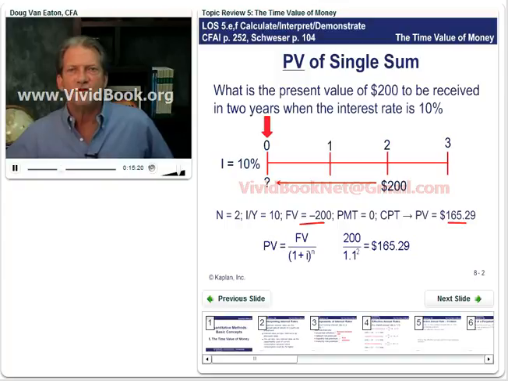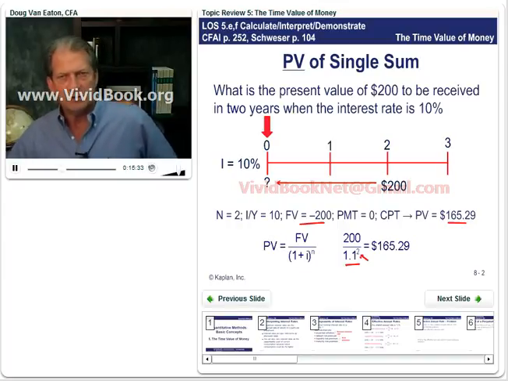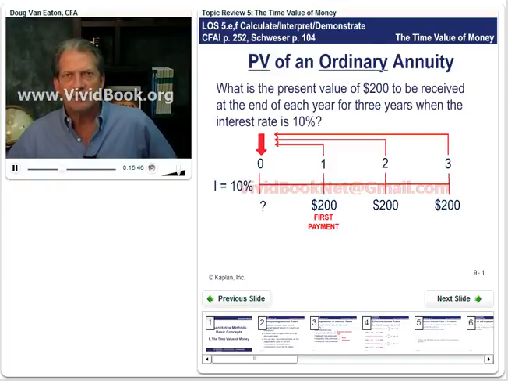Mathematically, we're just dividing. We're dividing by 1 plus the interest rate twice. So we've got the exponent 2 there, 1.1 squared. So the present value, 165.29. That's how much I'd have to put in the bank today if I were going to get an effective annual return of 10% with annual compounding. That would turn into $200 in 2 years. So that's some of our basic moves here.